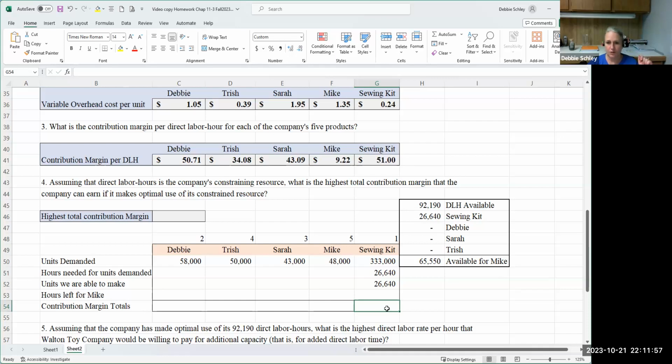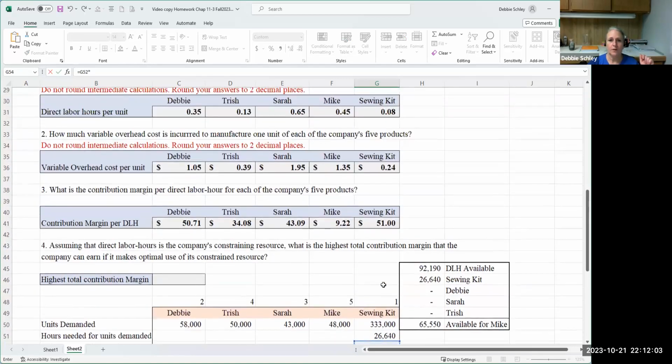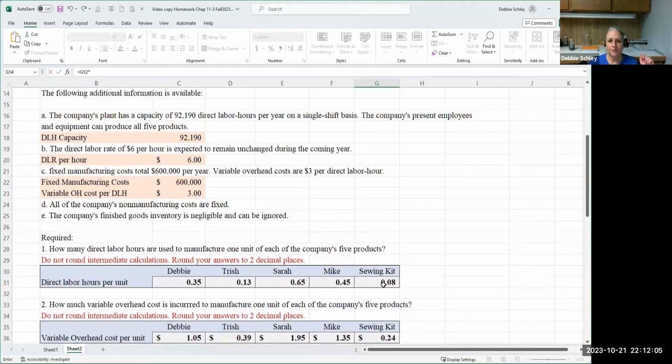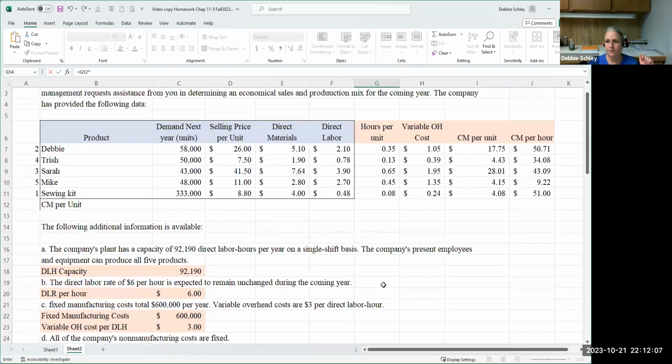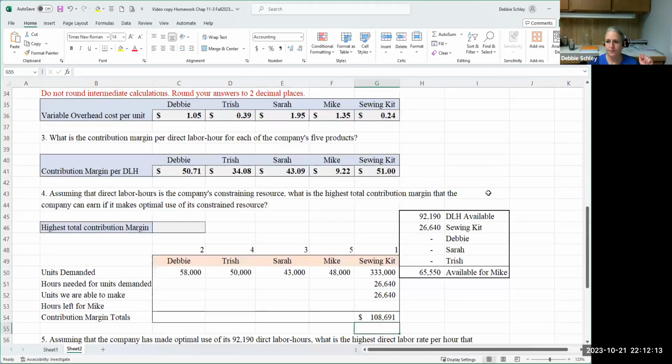So the contribution margin for that many units is going to equal the contribution margin per unit. I did something wrong. Hold on.